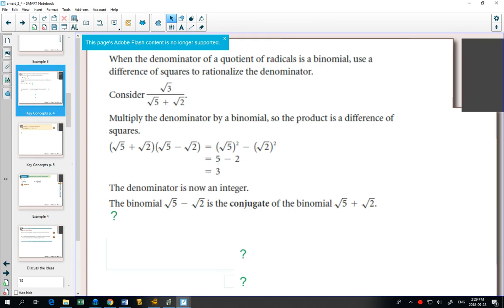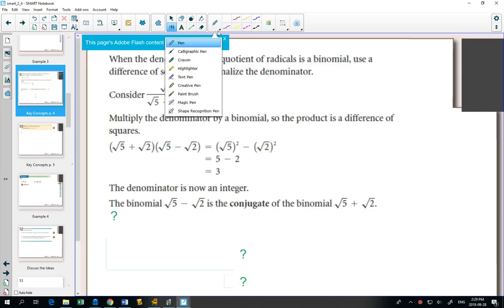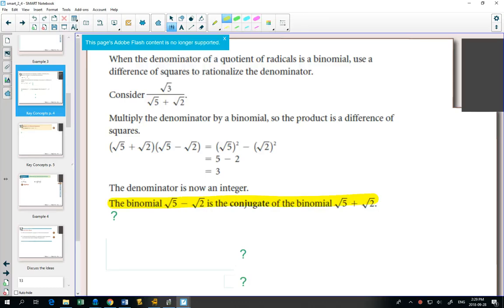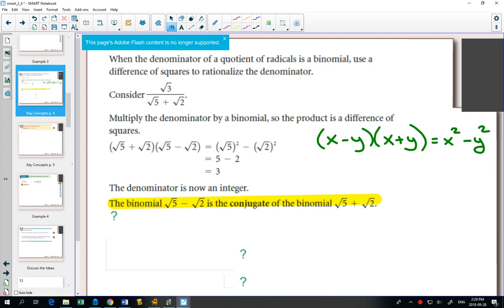So some things to highlight. We can highlight this definition of what a conjugate is. We can see that the reason this works out nicely is based on differences of squares. When I do x minus y times x plus y, in other words, when I multiply two conjugates, I will get x squared minus y squared, a difference of squares. And if x and y are both square roots, when you square a square root, it goes away.